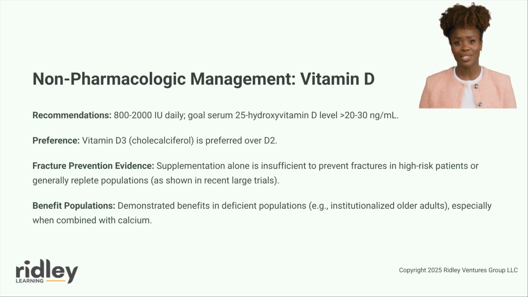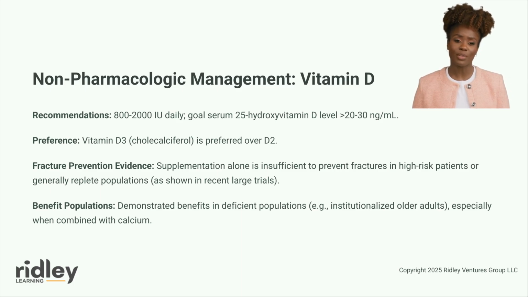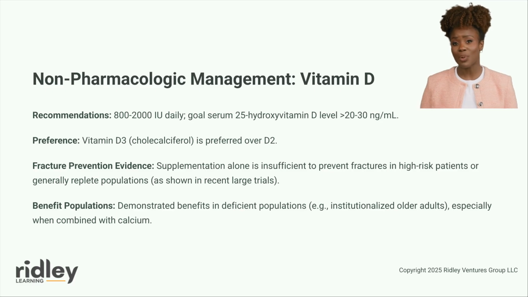Vitamin D recommendations for osteoporosis patients typically suggest intake of 800 to 2,000 international units daily, with the goal of achieving and maintaining serum 25-hydroxyvitamin D concentrations above 20 to 30 nanograms per milliliter. Vitamin D3, known as cholecalciferol, is generally preferred over vitamin D2, known as ergocalciferol, due to greater potency and longer duration of action. Patients with documented deficiency may require higher loading doses to achieve repletion before transitioning to maintenance supplementation.